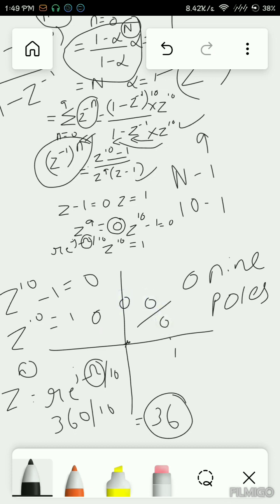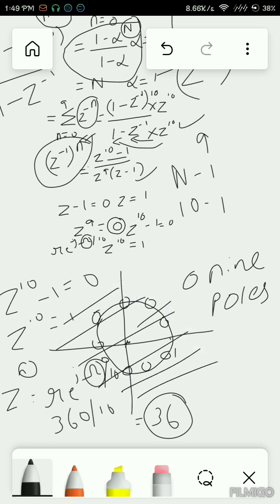So 1, 2, 3, 4, 5, 6, 7, 8, 9. To show 9 you draw the lines with dotted lines, and this is your ROC, and you are going to shade the whole ROC, right? So a zero will be present at each and every 36 degrees: first 36, then plus 36, then plus 36, like that it goes on till 360. So that is the resultant for this particular question, and this is what we have for today's class. In the next session we are going to see another problem with respect to this, and thank you.